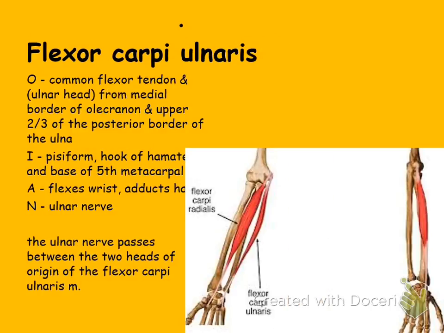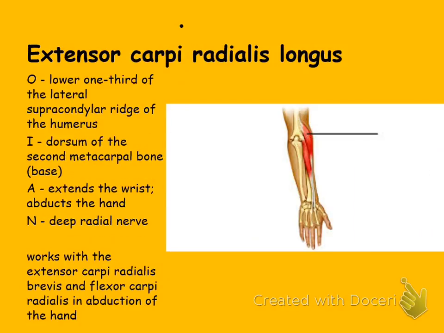Flexor carpi ulnaris. This sits on the other side, so it's going to flex and medially rotate or adduct the hand. It originates on the flexor tendon on the medial aspect of the arm, of the epicondyles, and it inserts on the pisiform and the hook of the hamate.